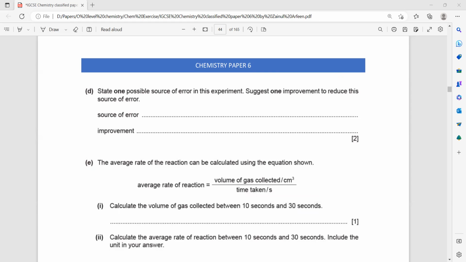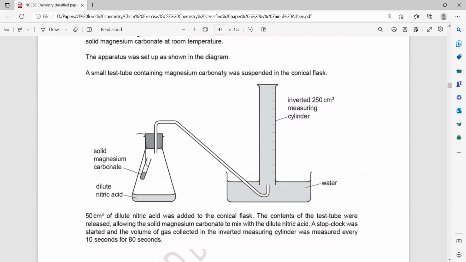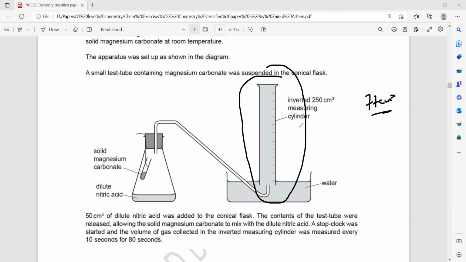As you can see in the beginning of the question, we use a 250 cm cube measuring cylinder. Like here, a 250 cm cube measuring cylinder is there. And the gas which we collected was about 77, even less than half of it. When you have an instrument which records a smaller value, it will be easy to read the scale. It will have greater sensitivity and reliability in terms of measurement. So instead of using 250 cm cube, we can use a 100 cm cube measuring cylinder.